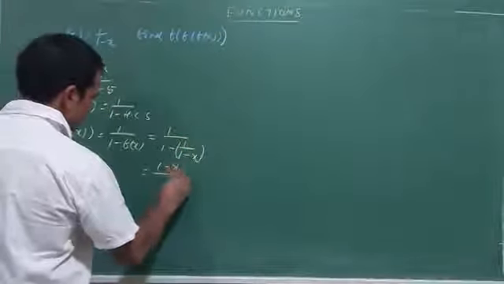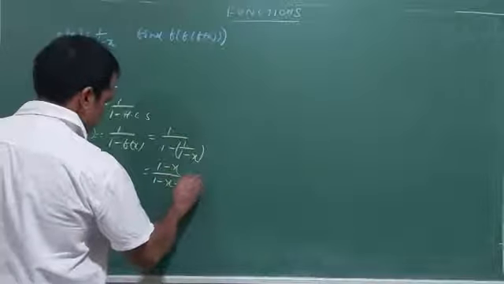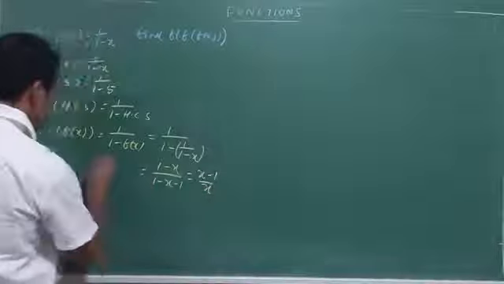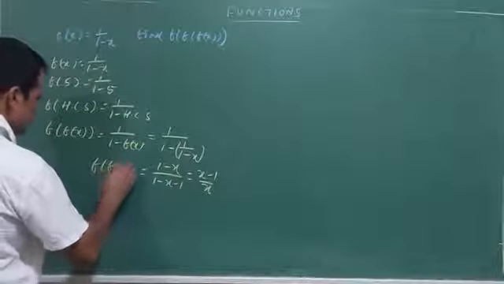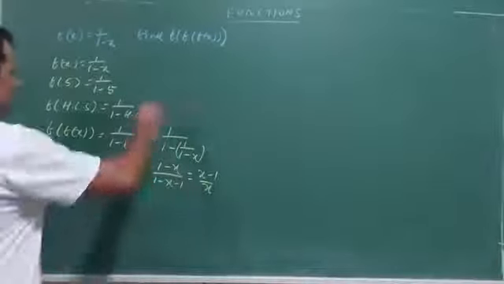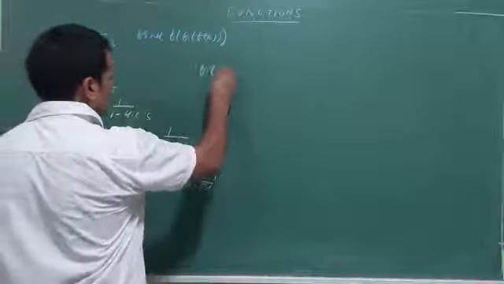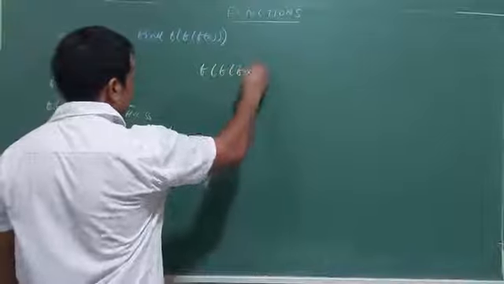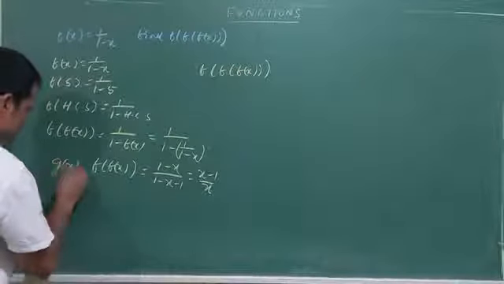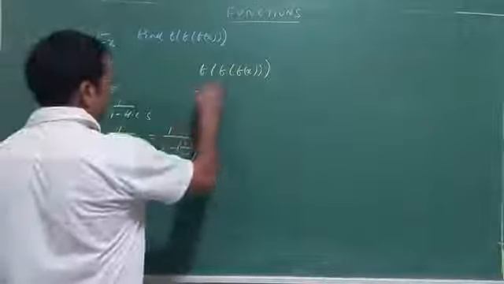One minus x by 1 minus x minus 1. That's your 1 cancels out. X minus 1 by x. So you got f of f(x) is equal to x minus 1 by x. Now I have to find out f of f of f(x). Consider this one as g(x) and write down here f of g(x).